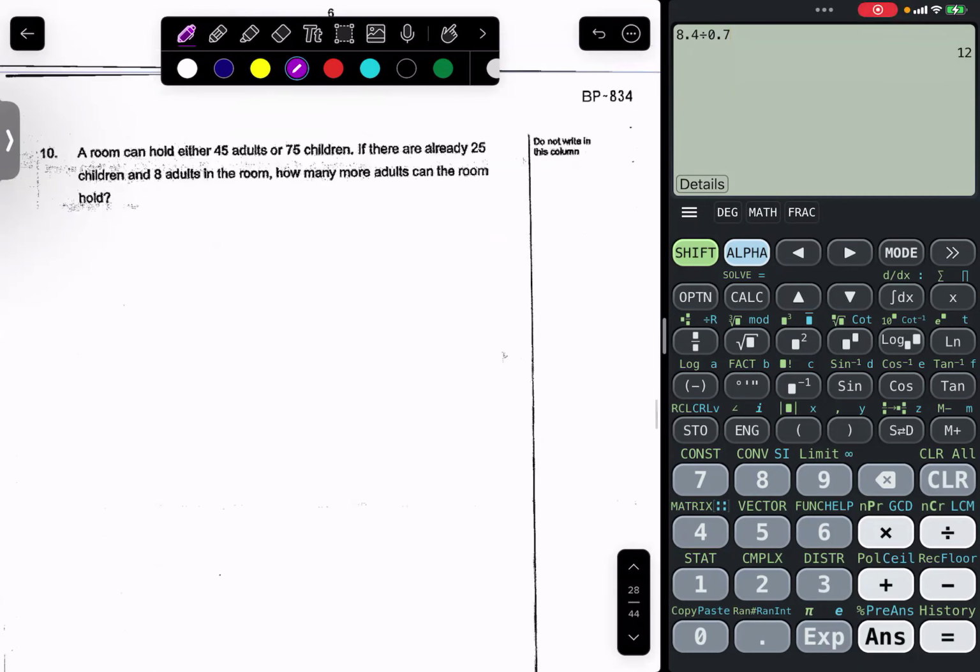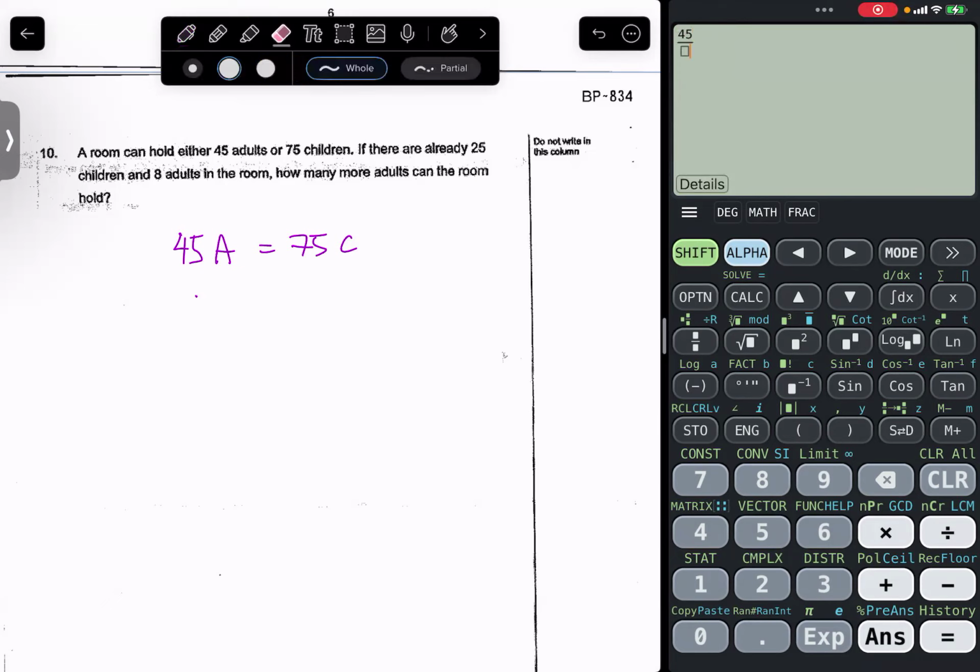Okay, question 10. A room can either hold 45 adults or 75 children. If there are already 25 children and 8 adults in the room, how many more adults can the room hold? Now, this question is actually a ratio question, whereby they compare 45 adults to be equivalent to 75 children. Okay, so if I simplify, we have 45 over 75. We get 3 adults is equivalent to 5 children.